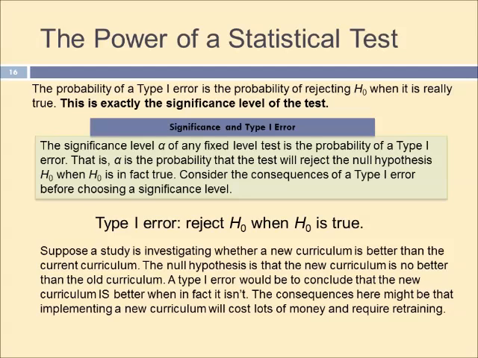So suppose we have a study that's investigating whether a new curriculum is better than the current curriculum. The null hypothesis is that the new curriculum is no better than the old curriculum. A type 1 error would be to conclude that the new curriculum is better when in fact it isn't. The consequences here might be that implementing a new curriculum will cost tons of money and require retraining, getting new books, and all of that type of thing.